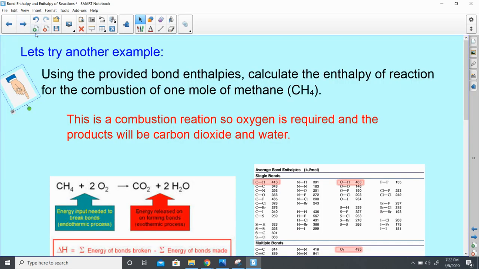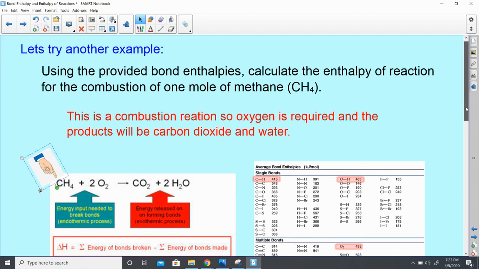All right, let's try another example. Using the provided bond enthalpies, calculate the enthalpy of reaction for the combustion of 1 mole of methane. So hopefully from your previous work in honors chem, you recall that a combustion reaction requires oxygen and always produces carbon dioxide and water. So the balanced equation for the combustion of methane is shown right here.